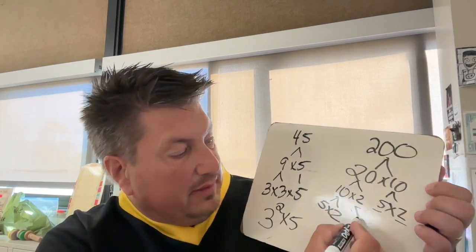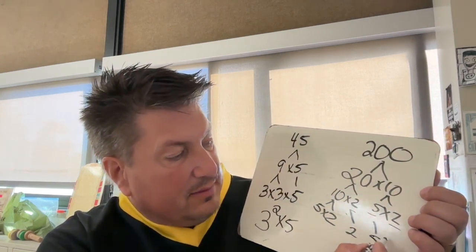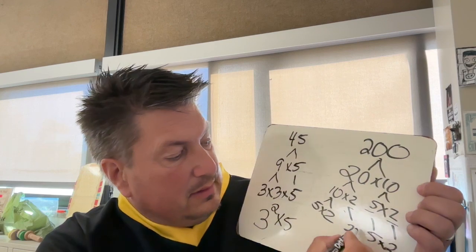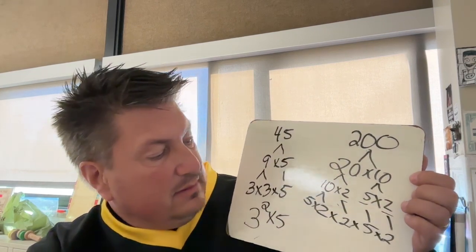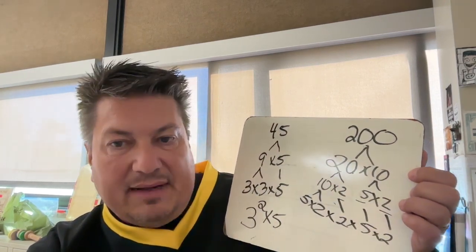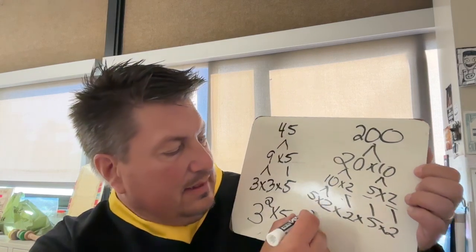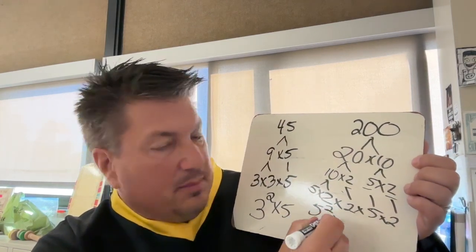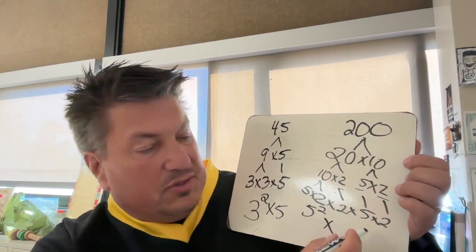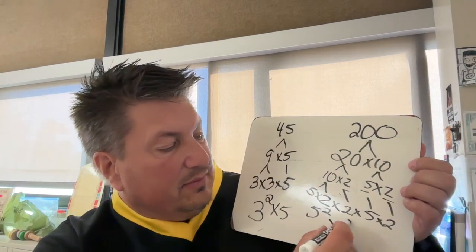And then we pull the 2 down, pull the 5 down, pull the 2 down. Don't forget your multiplication parts. How many 5's do you see? Yeah, we see 5 to the power of 2. How many 2's do you see? Yep, we have 2 to the power of 3.